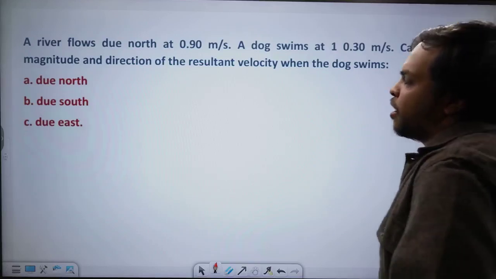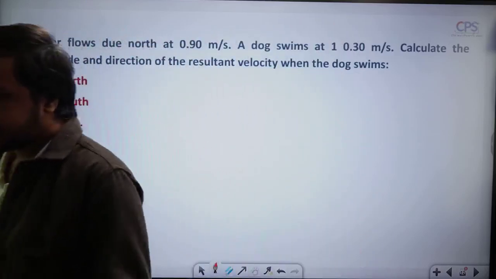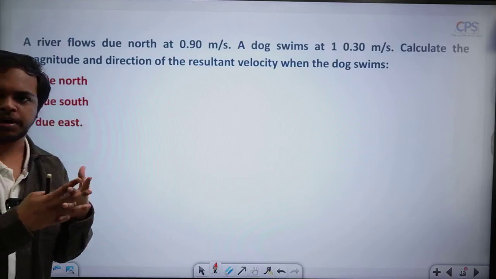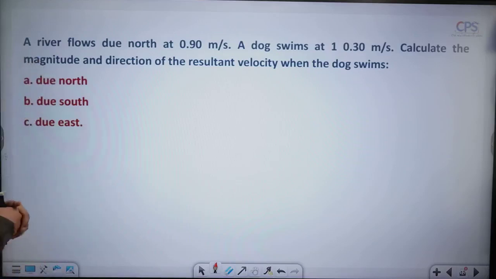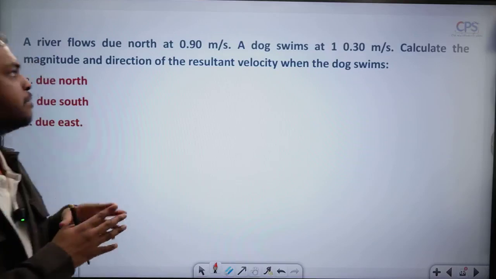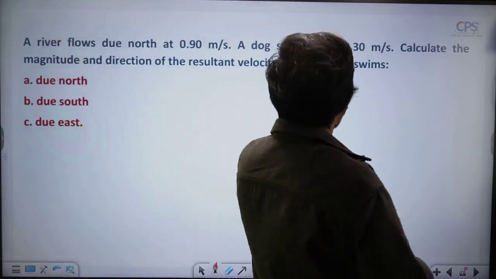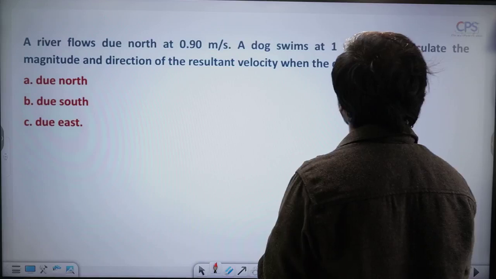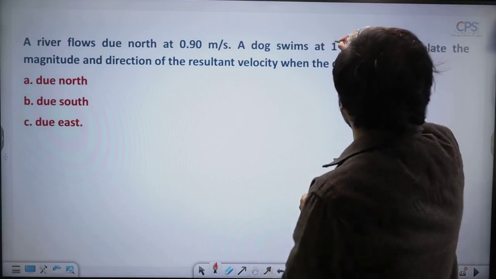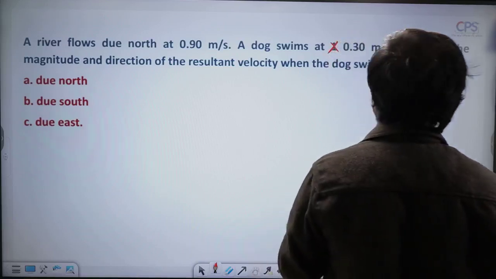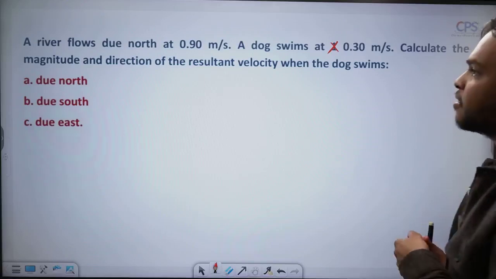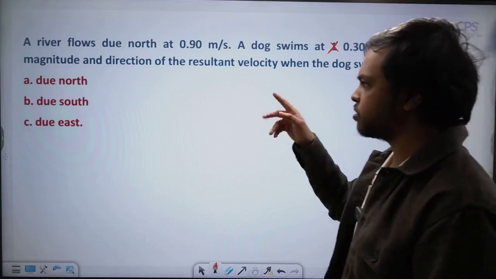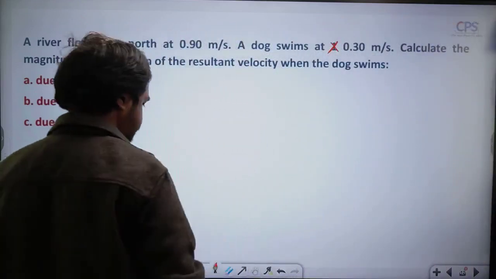So we got 3 or 4 more maths. So we'll do that easily, and then we'll just complete our lecture or complete our topic. Okay. A river flows due north at 9 meter per second. A dog swims at 10.3 meter per second. Okay. Maybe this is, let's take it out, 0.3 meter per second. Calculate the magnitude and the direction of the resultant velocity when the dog swims due north, due south, due east.